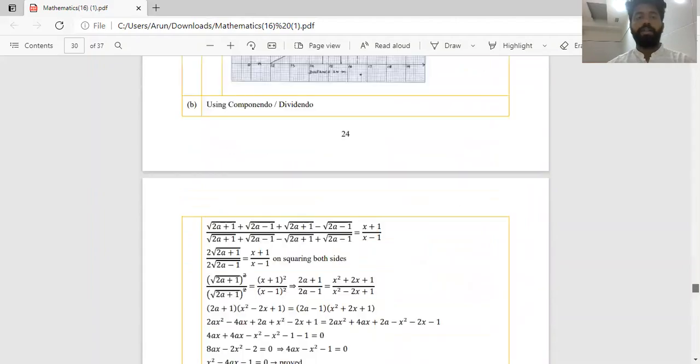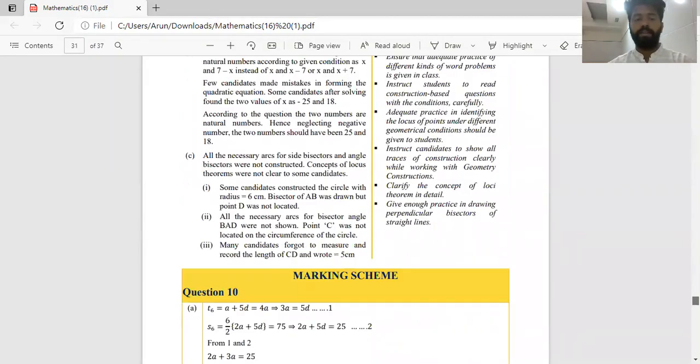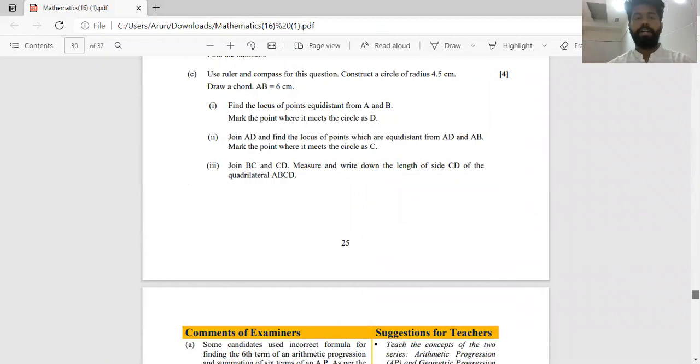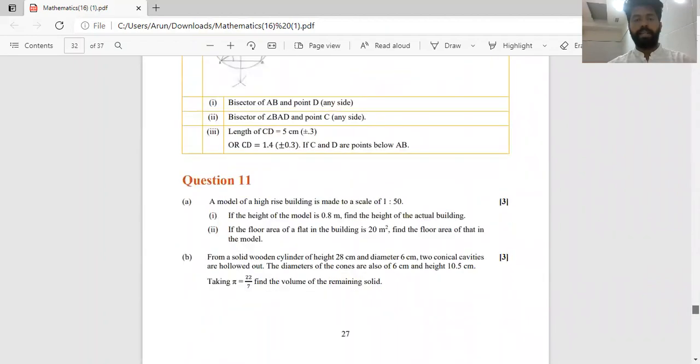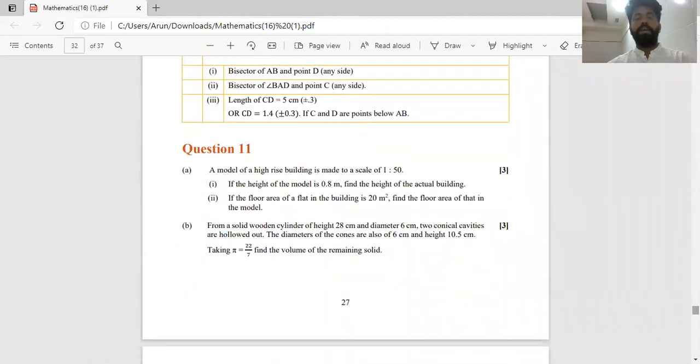Next question, it is, once again, yeah, the next question is from locus, but locus and construction has been omitted from our portion this year. So we will not be doing that. Go to the next one directly. Question number 11. Question 11A again is from maps and models, which has been removed from the portion this year. So we'll not be doing this question as well. We'll go to question 11B.